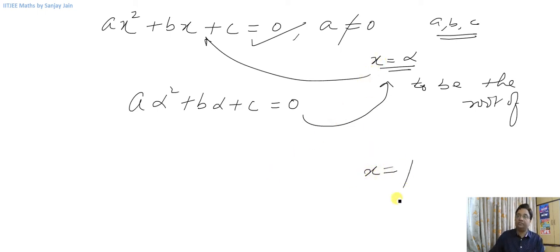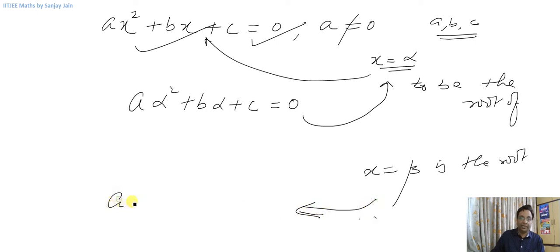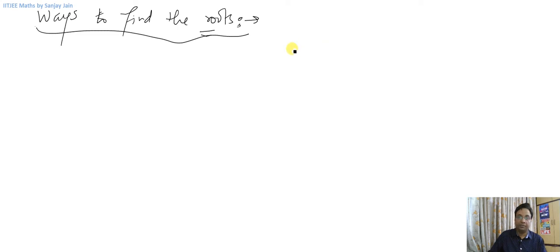If I tell you that x equal to beta is the root of this quadratic equation, then you can imply that a beta square plus b beta plus c will be equal to 0. Okay, this is what you should know. Now there are various ways of finding the roots. Let me clear the board. Ways to find the roots. I will focus on a little higher level of things here, but let me just give you a glimpse of certain other methods also.